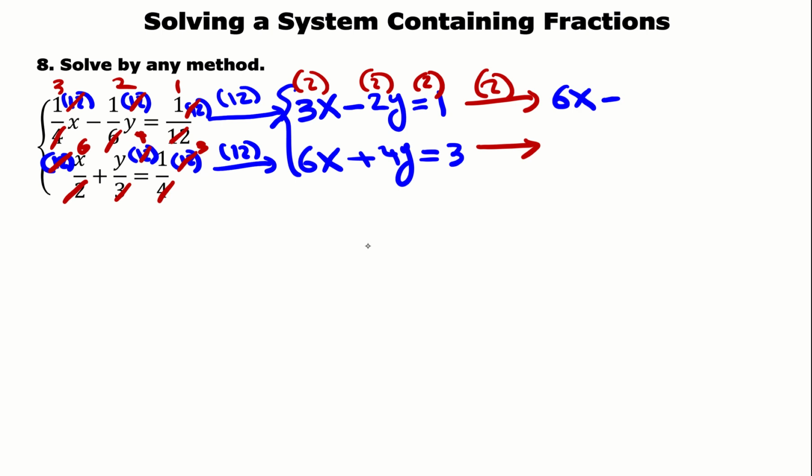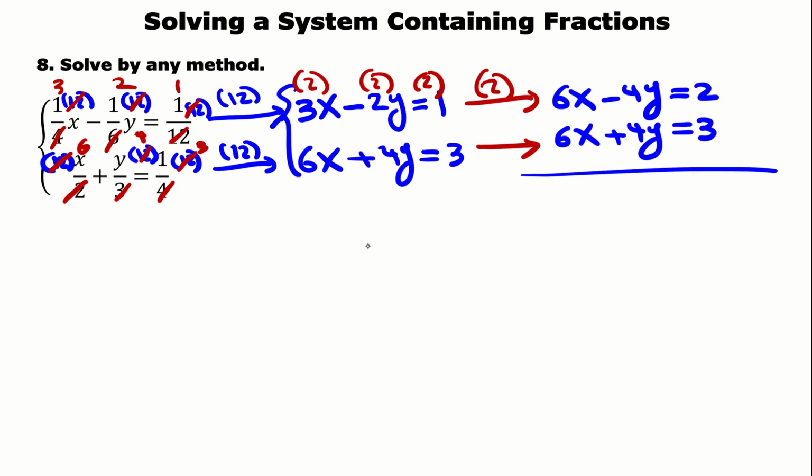So now we end up with 6x minus 4y equals 2. And we have 6x plus 4y equals 3. Now, if we add those equations, we notice that we end up with 12x equals 5. So I get x equals 5 over 12.